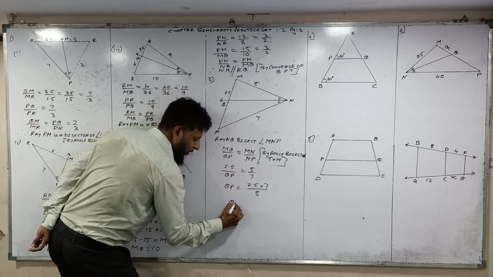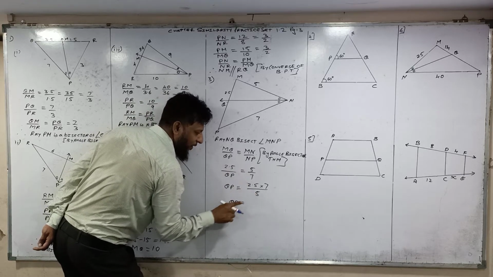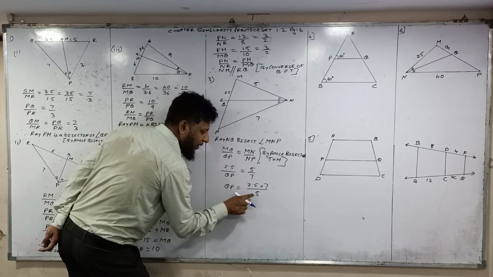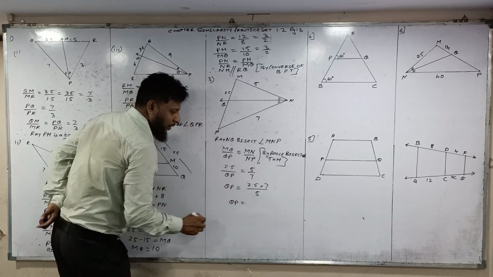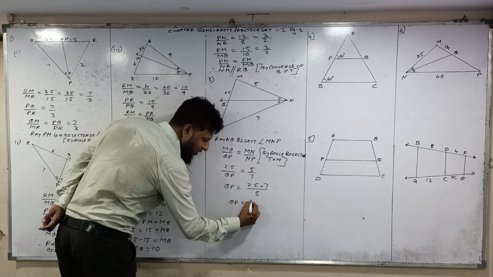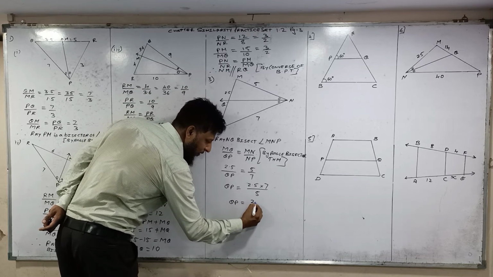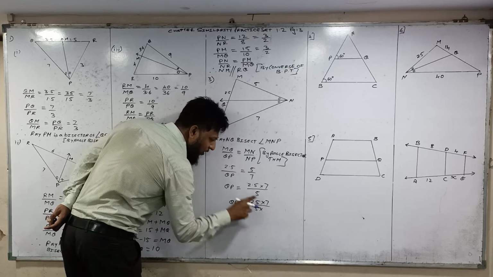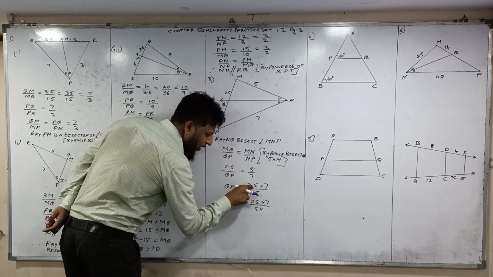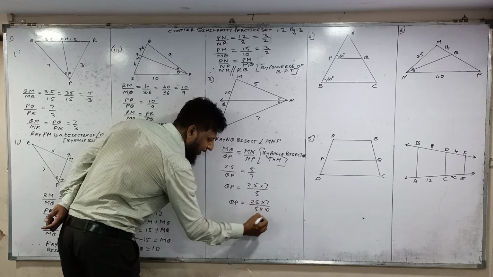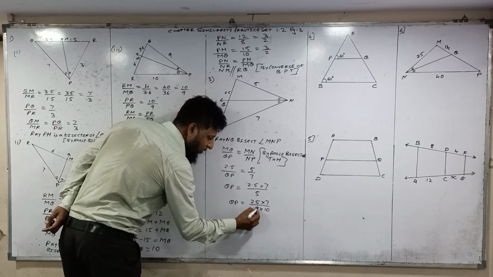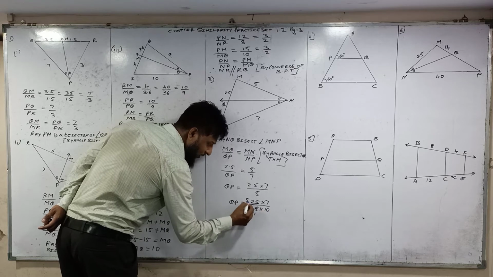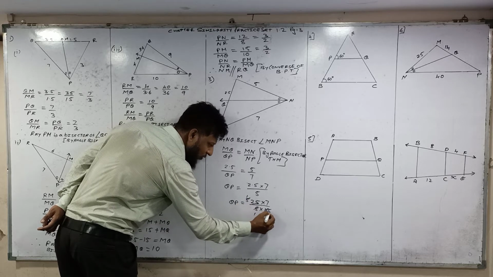So now QP, 2.5 and 5. 2.5 ones are 2.5 and 2.5 twos are 5. Double of 2.5 is 5. But we'll first remove the decimal and then cancel. 25 into 7, 5 as it is. For this decimal, below I am writing 10. Now cancel this. 5 ones are 5, 5 twos are 10.